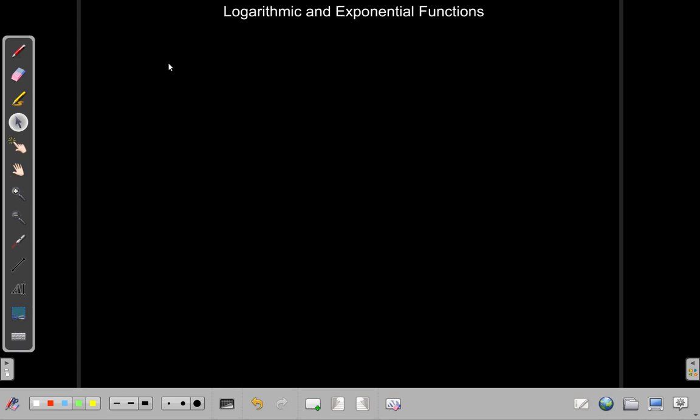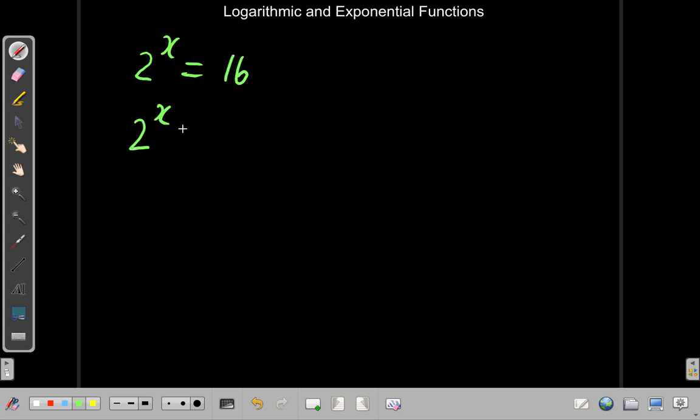We continue to look at indices as well as logarithmic and exponential functions. Now, in a previous video, we looked at solving a few equations or a few functions. Let's look back at this. We said 2 raised to the power of x is equal to 16.